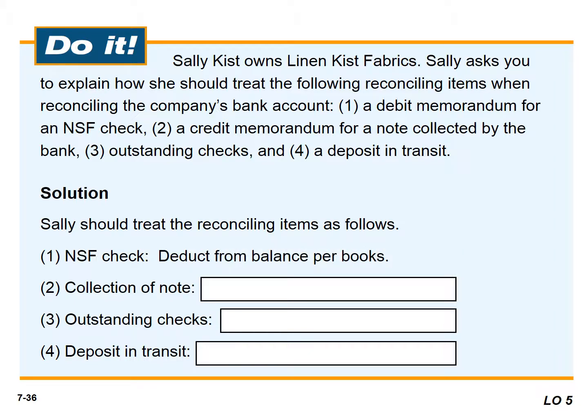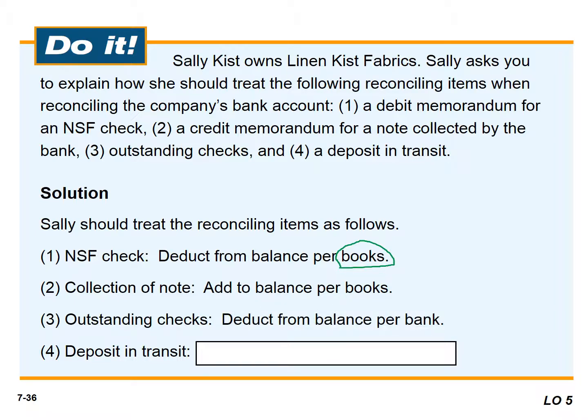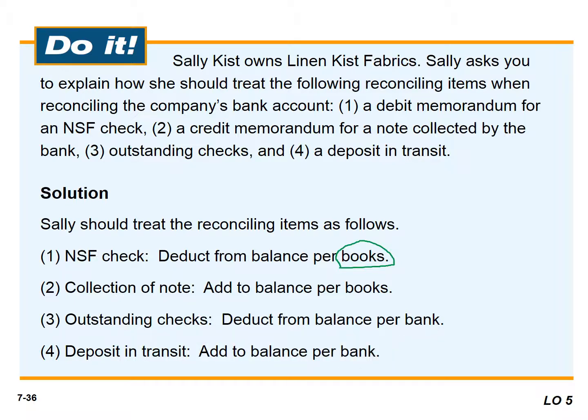Non-sufficient funds checks are going to be deducted from the balance per books because we recorded it like we received it, so we need to get it off of the books. Collection of a note, we have to add that to our balance per books. Outstanding checks are deducted from the balance per bank, and the deposit in transit is added. And remember, anything that we do to the book side, we're going to have to make journal entries for.